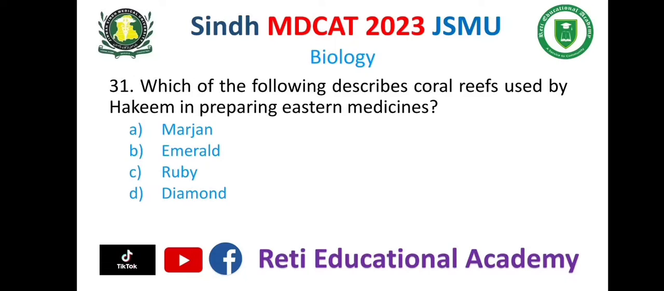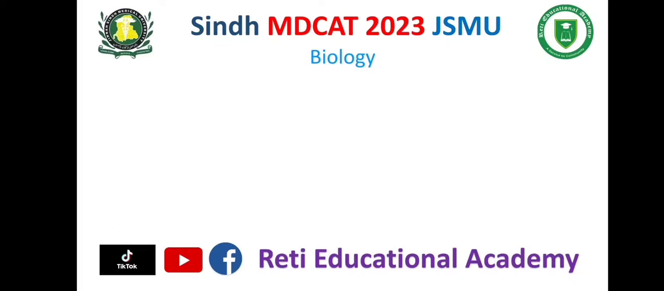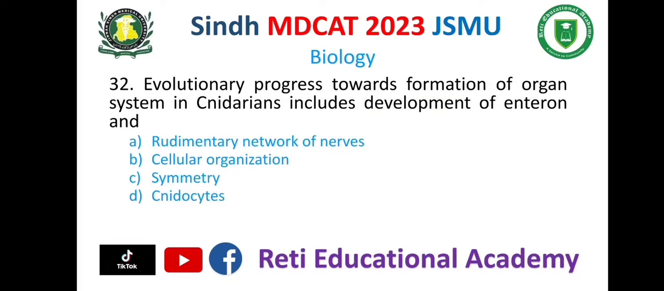Question number 31. Which of the following describes coral reefs used by Hakim in preparing Eastern medicines? And the options are A. Marjan, B. Emerald, C. Ruby, D. Diamond. And the correct option is A. Marjan.